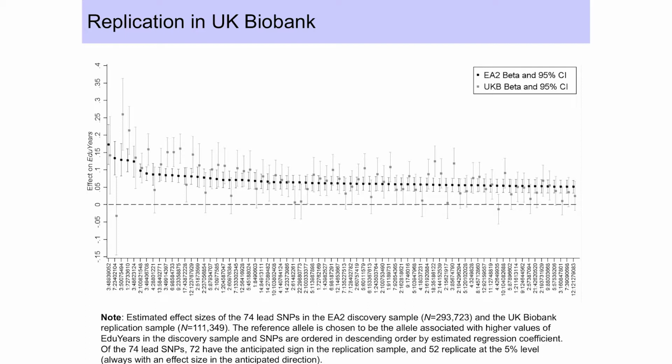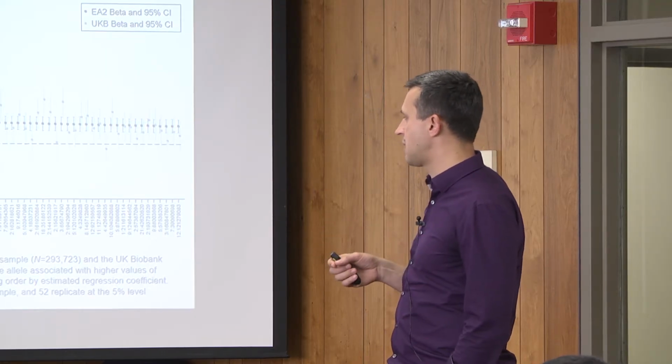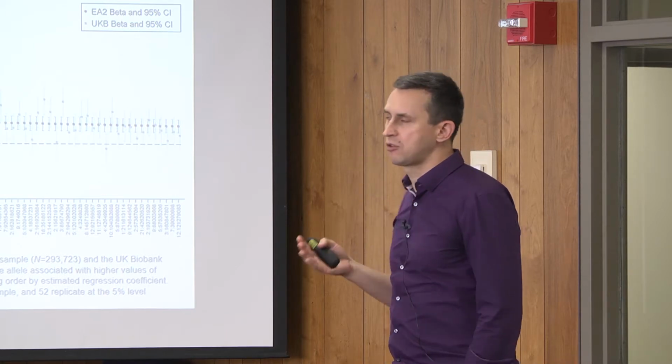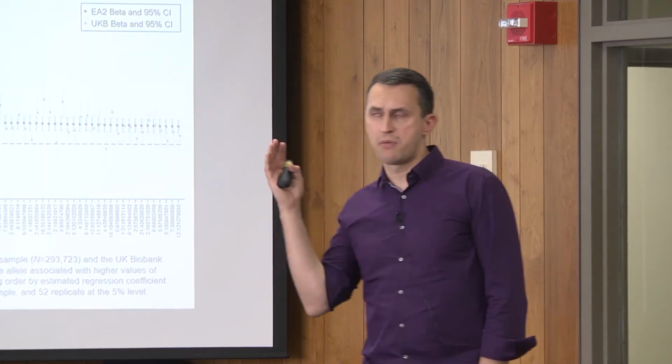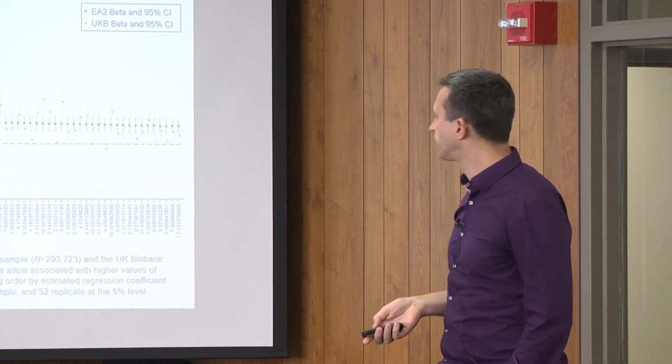So we see that from the 74 markers, actually 52 replicate at the 5% level, and 72 have the anticipated sign. And if you take into account the power that we had to replicate these effect sizes in this replication sample, you basically cannot reject the hypothesis that all of these associations are true. So this is a very, very strong replication record.